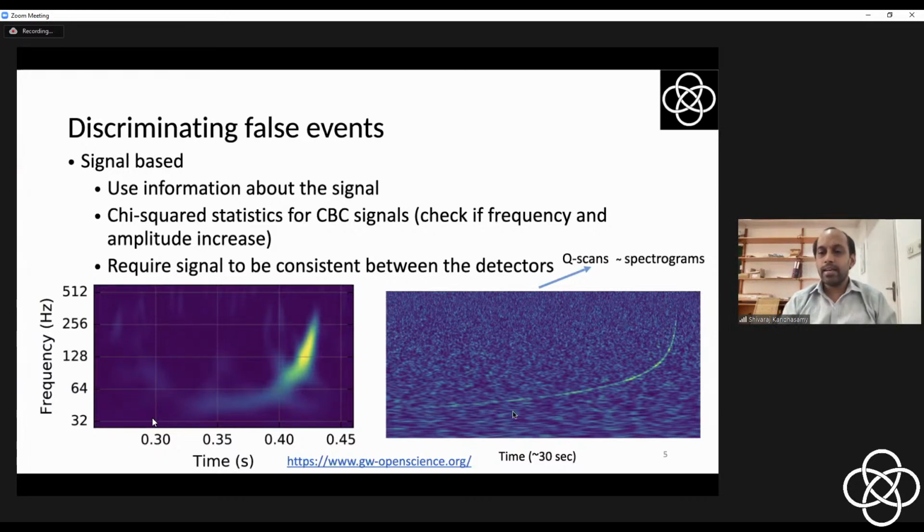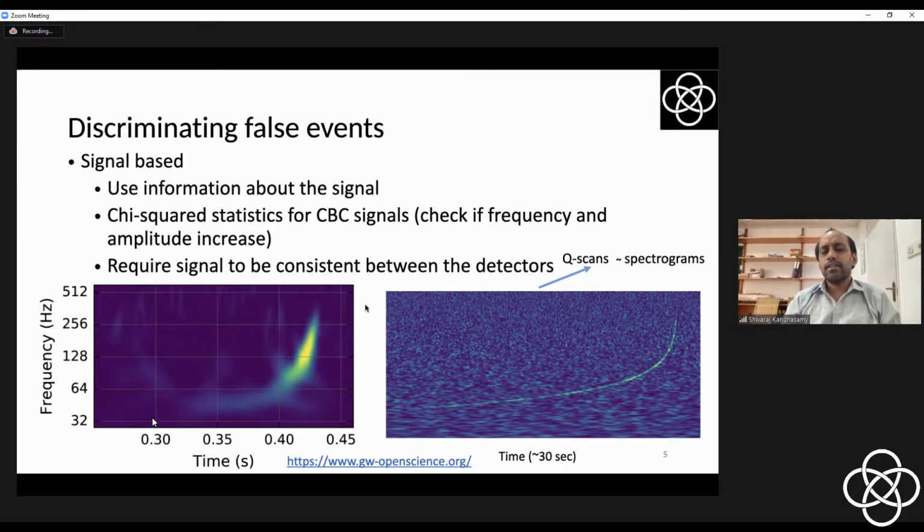You can clearly see that as time goes on, the frequency on the y-axis increases, and you can also see that the signal becomes stronger. The more yellow means the signal is stronger. As you can see, it gets more yellowish as we move towards the right-hand side in time. So these two properties we can use to strengthen our identification of CBC signals in our data.